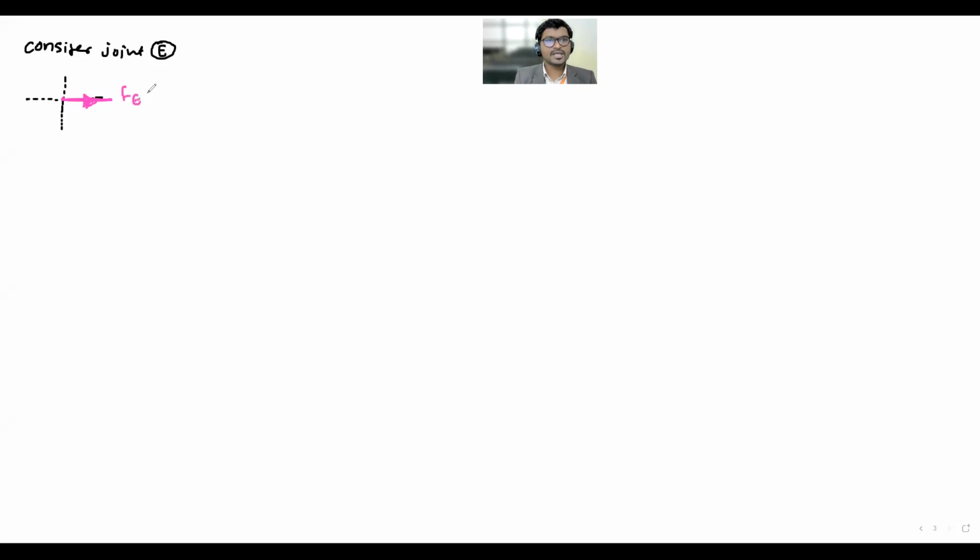Force will be F ED equals 16. Correct, 16? Yes, sir. Then we have another member along the same line, force will be F EF, and the third member is vertical. It's F EC. Right? Yes, sir. By looking at this sketch, what will be the direction of F EF? Left. Left.